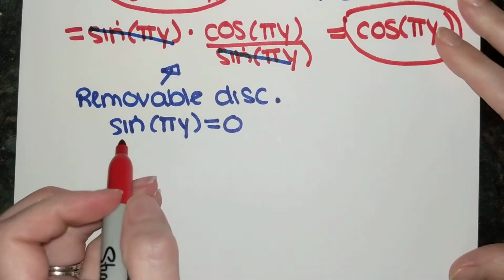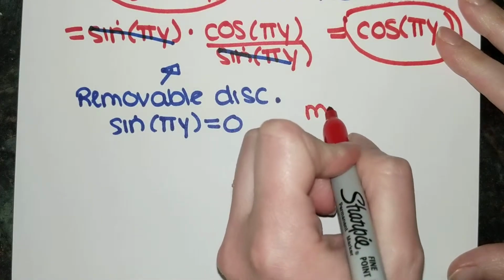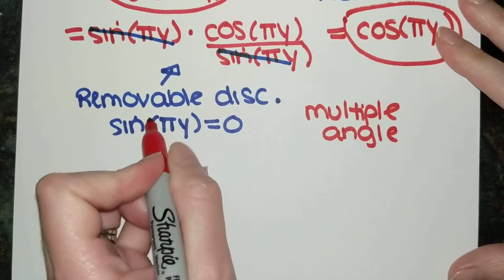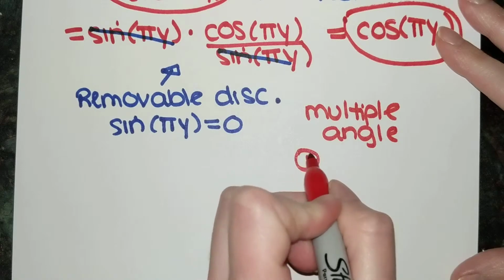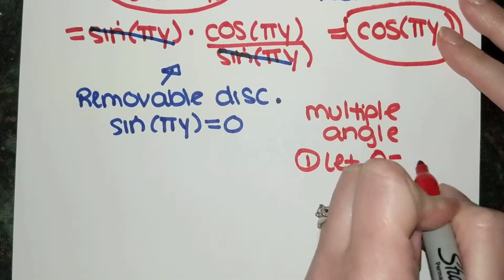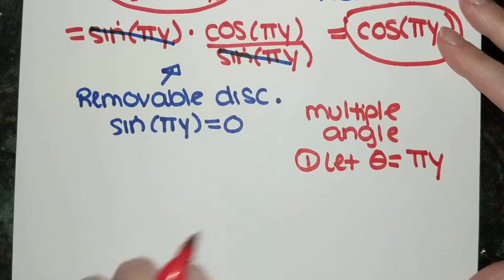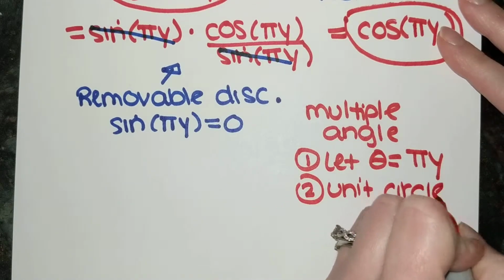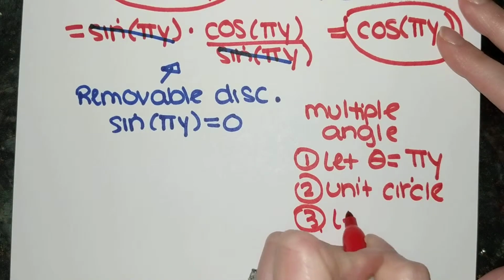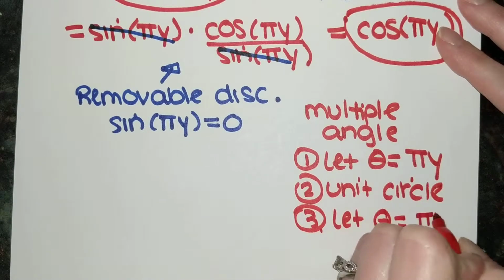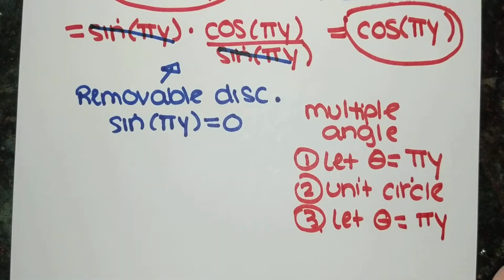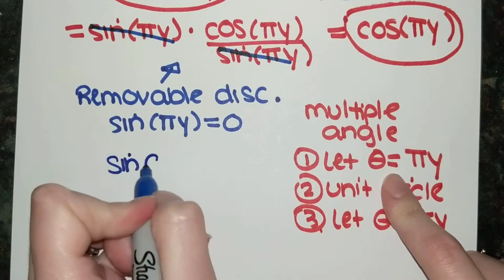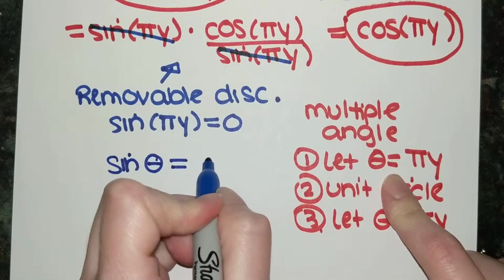Now, when you look at this trig equation, you want to notice that it's a multiple angle trig equation, and it's multiple angle because of the pi, that factor of pi. So the first thing you do is you let theta be equal to pi y, the argument of the trig function. Then you go to your unit circle and solve that resulting equation. And then the third step is that you go back, you switch back to the fact that theta was the angle, the pi y. Okay, so what you would do is you would start by letting theta be equal to pi y, so that gives you sine theta equals 0.